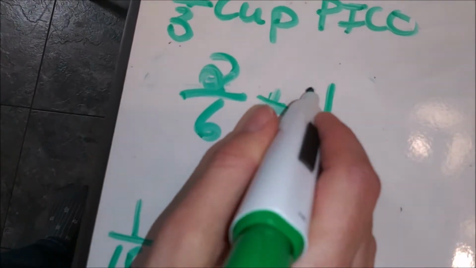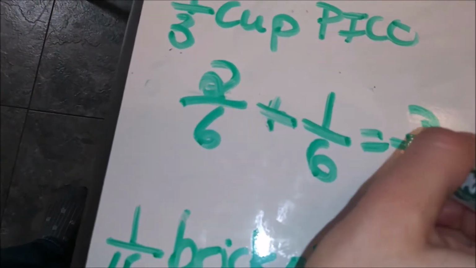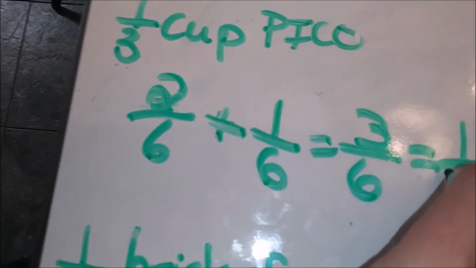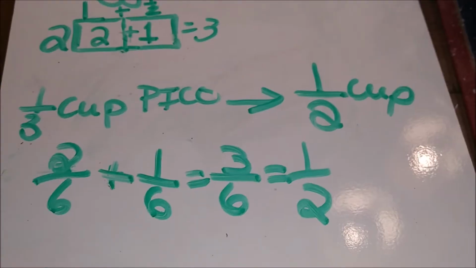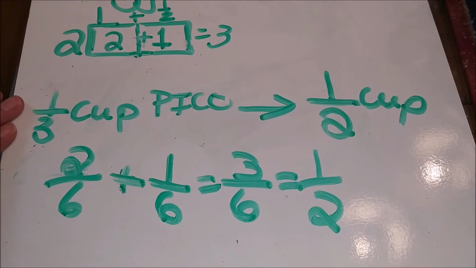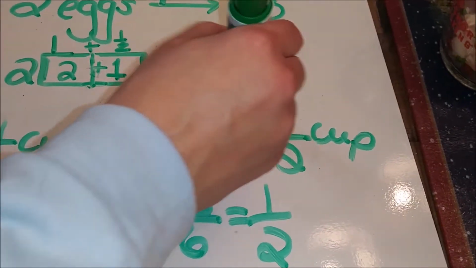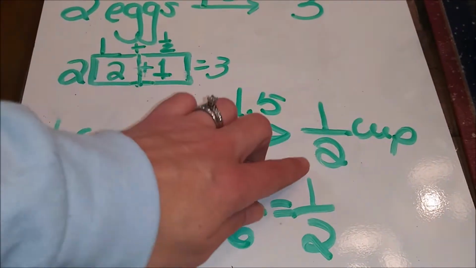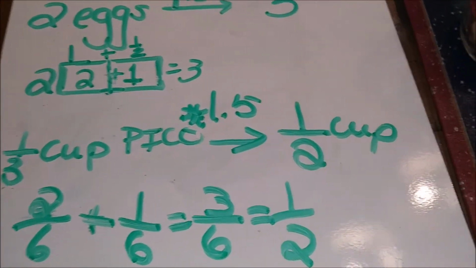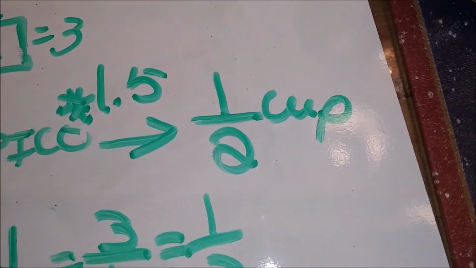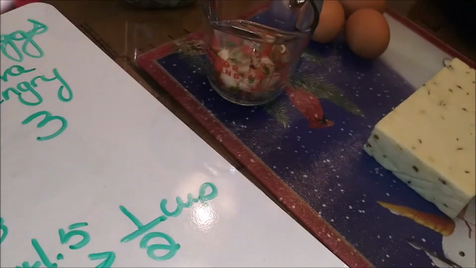And 2/6 plus 1/6 would make 3/6, which reduces to an easy half. So 1/3 cup of pico times 1.5 will now be 1/2 cup of pico. So assistant, if you could please scoop some pico into the cup so that we have a half.